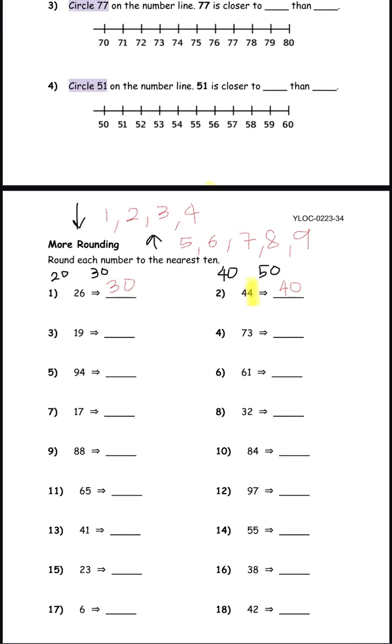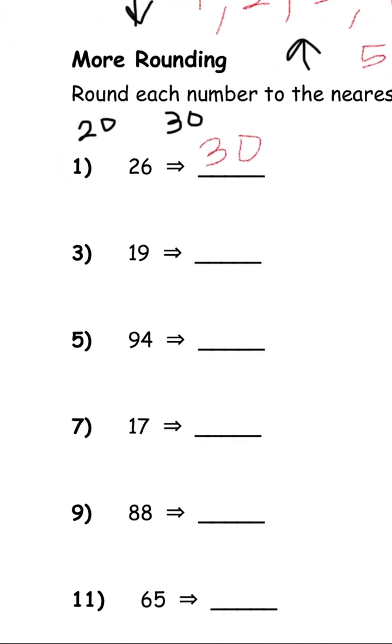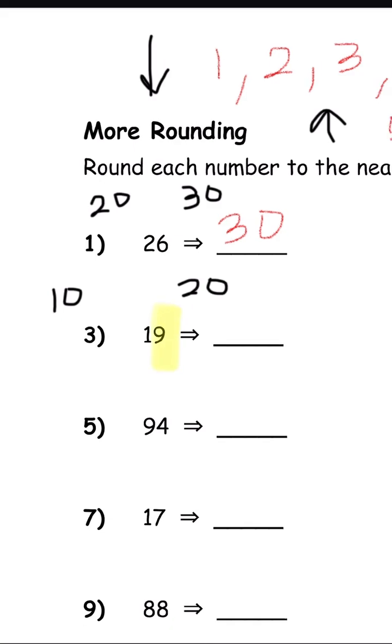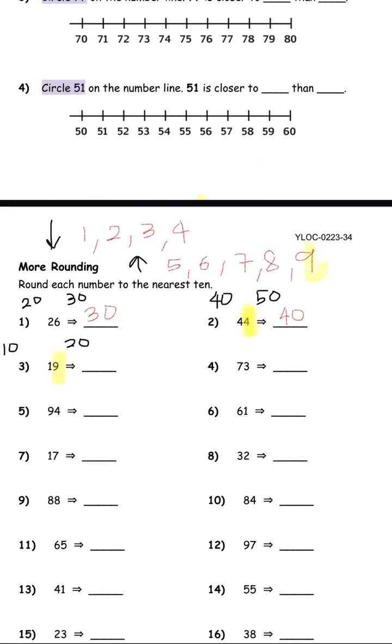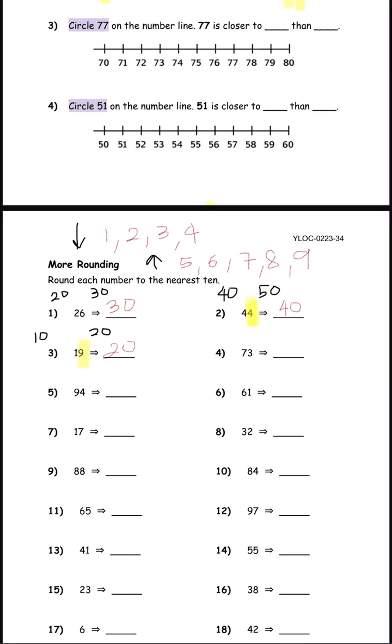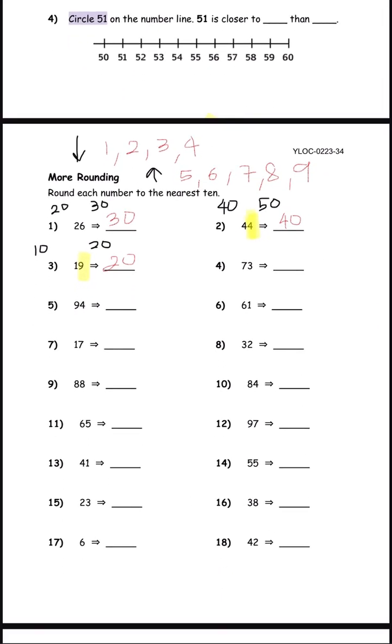Okay, now let's try number 3. 19 is in between 10 and 20, right? And it ends with 9, so when we look at this, if it ends with 9, we are going to round up. So if we round up, that means we're going to round it up to 20, so the answer would be 20. Okay. And we do the same thing for all of them.